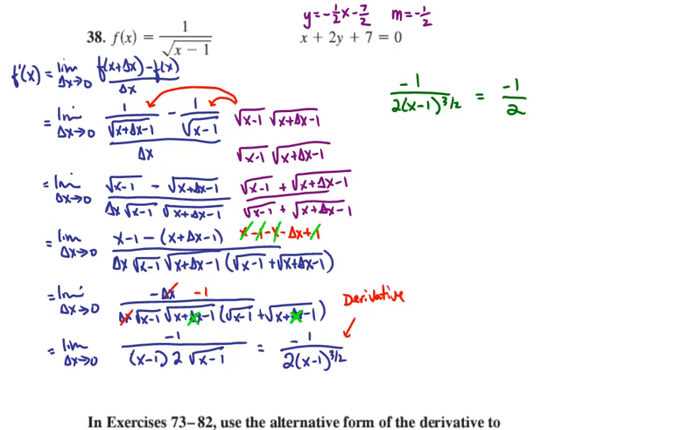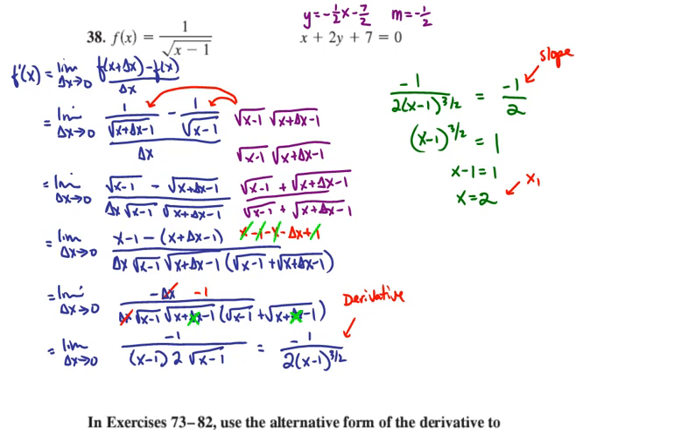And since we have negative 1 in both numerators and 2's in both denominators, that means that x minus 1 to the 3/2 has to equal 1. And that means that x minus 1 has to also equal 1. So that means that x is equal to 2. So up to this point we have our slope, we have our x sub 1, we need y sub 1, so we're going to take that 2 and plug it into the original function.